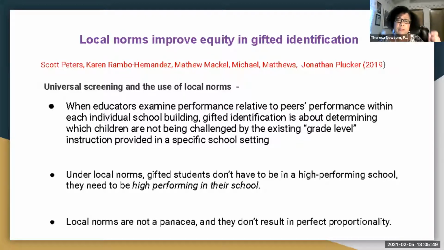That's a little different for some people because we're thinking, oh, it's got to be a 95. It's got to be a 96. It might even be higher. But when we're looking for the highest performing students in our school building, it may look a little different.